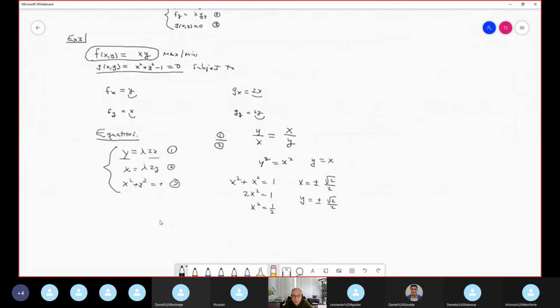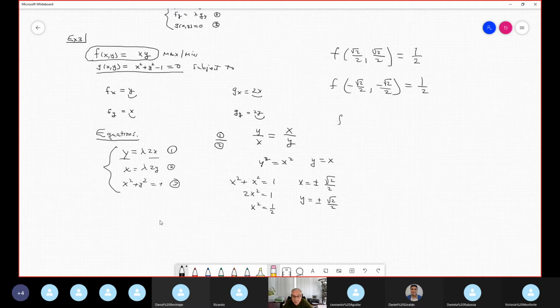I evaluate the function at radical 2 over 2, comma, radical 2 over 2. Consider both positive. And the answer is 1/2. It's obvious, right? It's radical 2 over 2 times radical 2 over 2, which is 1/2. Suppose that both are negative. It's exactly the same. It's 1/2.